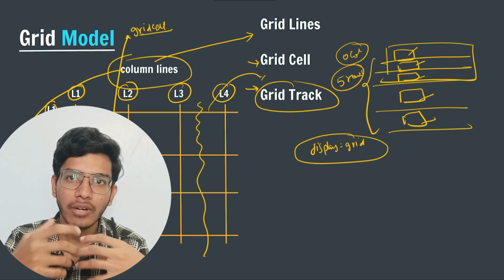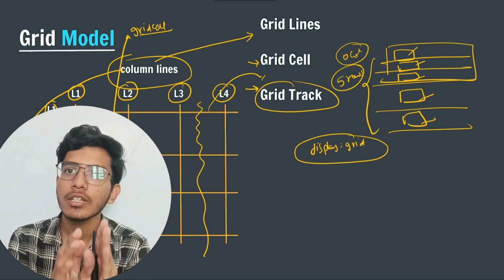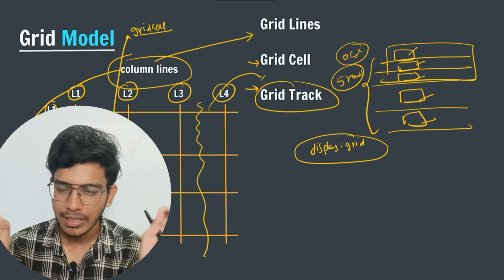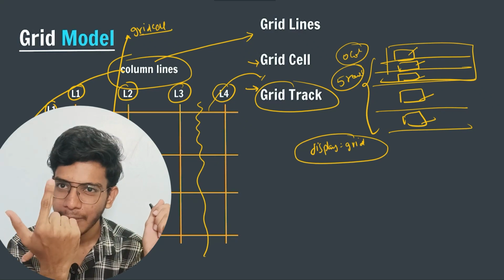So to create our columns explicitly, we use the properties of the GridBox model. I hope you have understood till now what the GridBox model is and the terminologies involved in it.